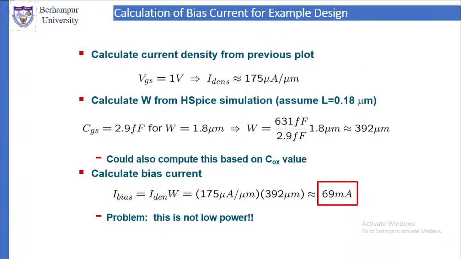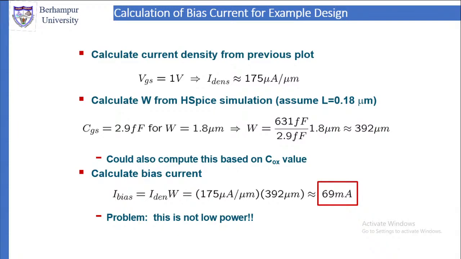Now we have to find out the bias current for the design example. Calculate the current density from the previous plot that we have seen. VGS = 1 volt implies that the current density is 175 microampere per micrometer. Calculate W, or you can find it out from SPICE simulation. If it is in the examination, they will give you the W value, or at least they will give you L = 0.18 micrometer.